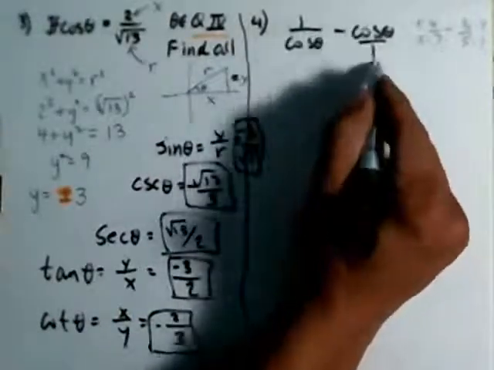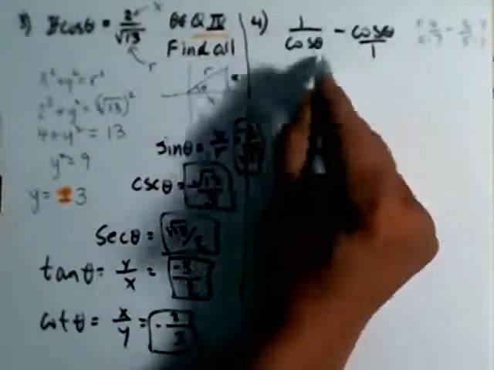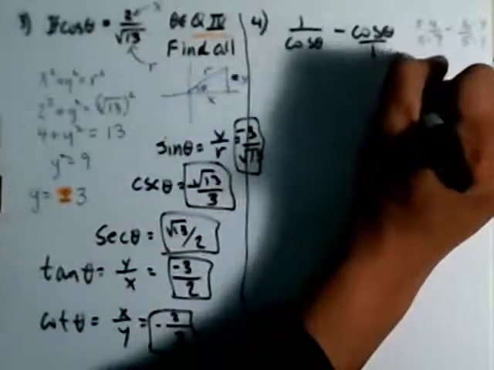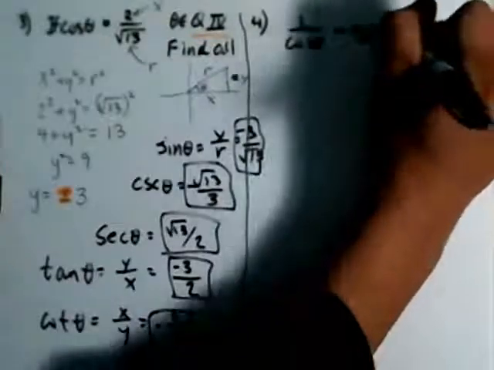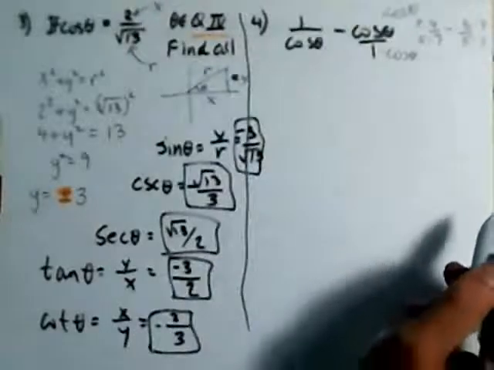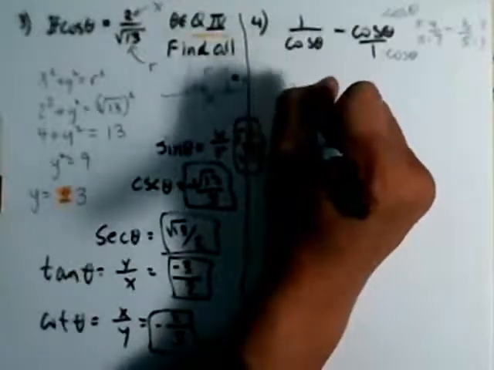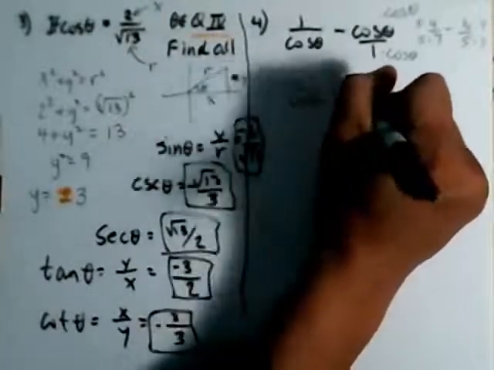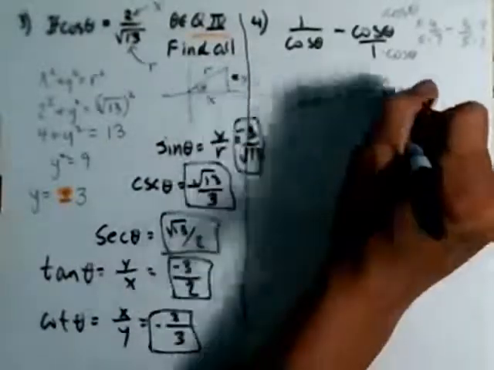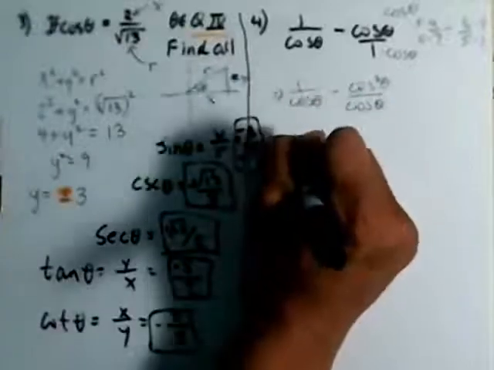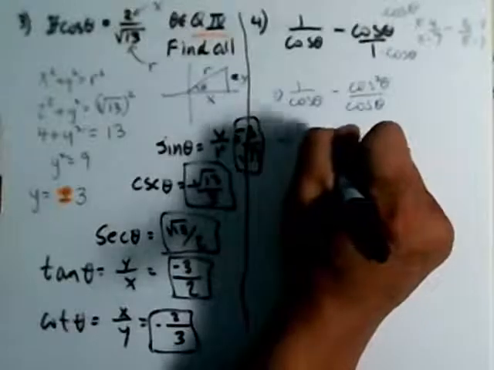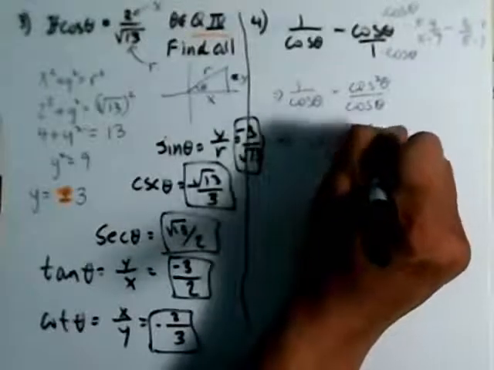Well, here the common denominator between these two terms is cosine theta. So I have to multiply by the cosine of theta in the denominator. And if I do it to the denominator, I must multiply by cosine of theta to the numerator. So you have 1 over cosine of theta minus cosine squared of theta over cosine of theta. That's what it becomes. And then we put it all under the common denominator, which is cosine theta, and the numerator you have 1 minus cosine squared theta.